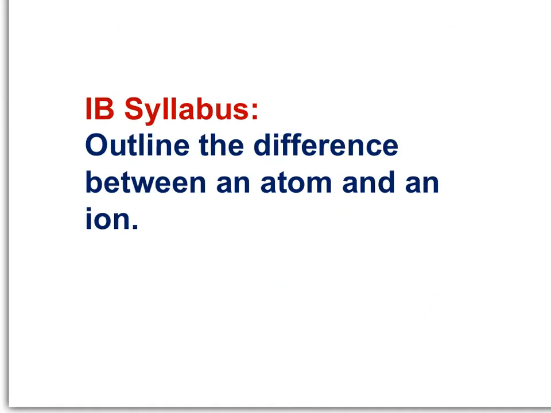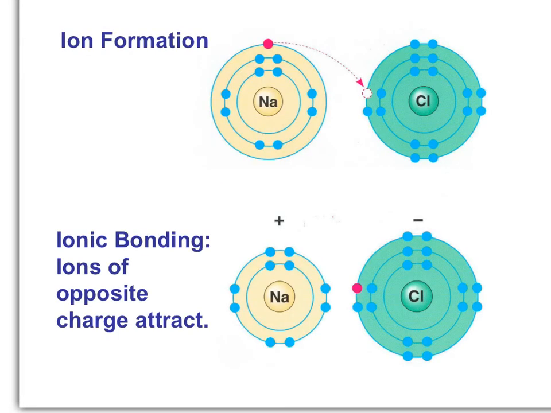Now remember, we're still in Basics 1, atoms to bonding, and here's the next IB syllabus statement of importance. Outline the difference between an atom and an ion. Ions are charged atoms. Atoms that become charged by either losing an electron or gaining an electron.